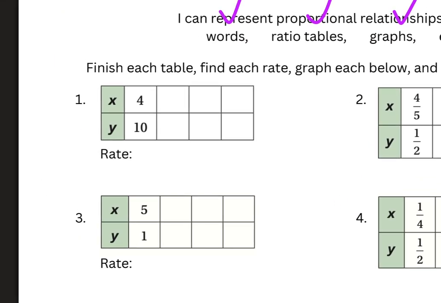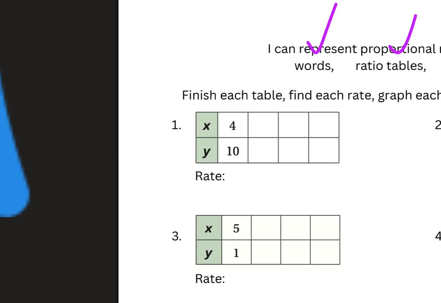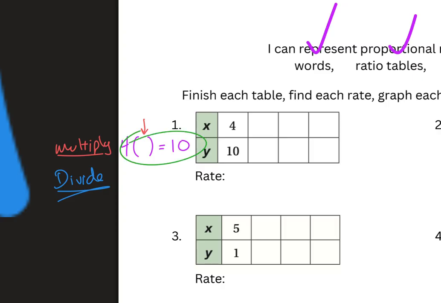When it comes to these, what's happening is 4 is being multiplied by some number and it equals 10. Now you might think, hey, I'm just going to multiply my little heart out and I will eventually figure out what number goes in there. If that's what you want to do, go for it. But my recommendation is to divide.